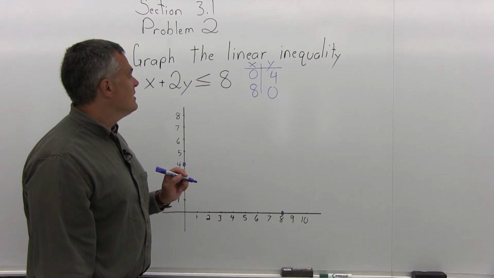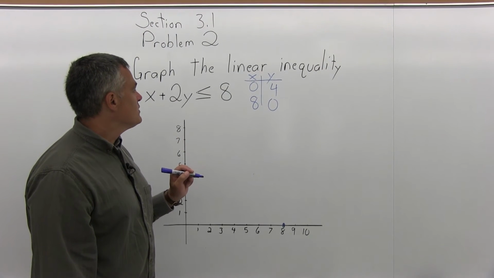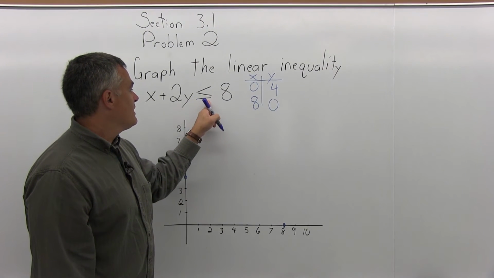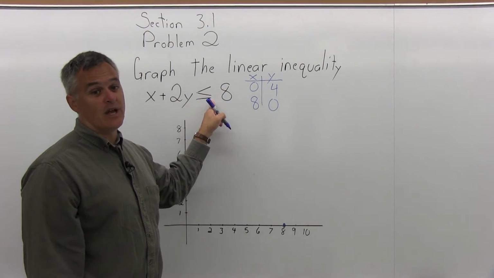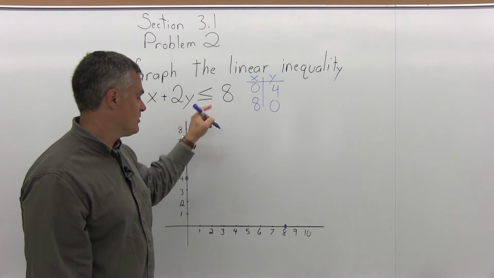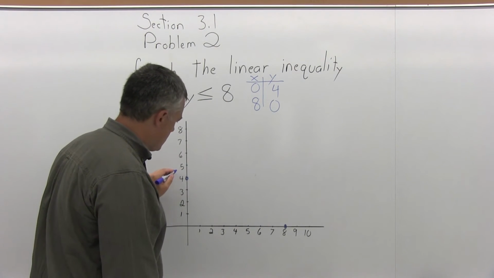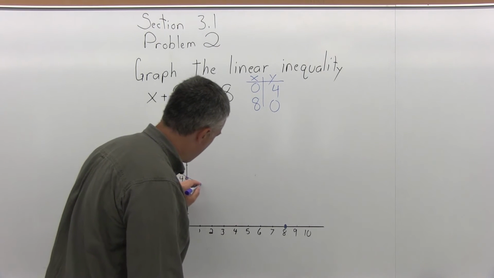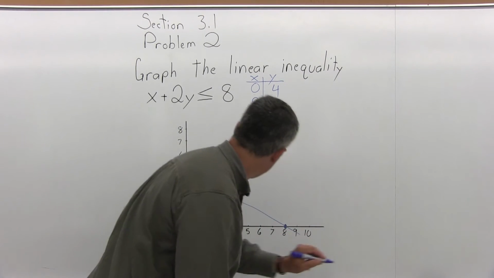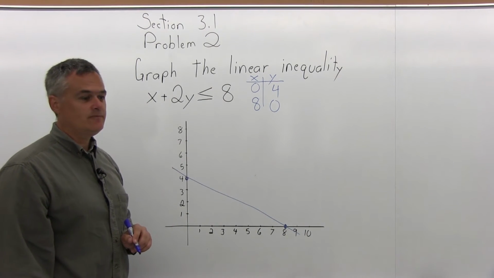Step 3, connect those 2 points with a straight line. Use a solid line if you have an or equal to, or a dashed line if there is no or equal to. We have the or equal to in this case, so I'm going to make a straight line like that and connect the two.